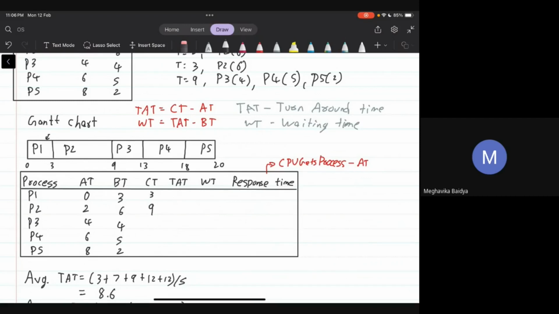For P3, it's 13. And P4, it's 18. And P5, it's 20. This is the completion time. Now TAT is CT minus AT. So you have 3 here. You have 9 minus 2, 7. You have 13 minus 4, which is 9. 18 minus 6 is 12. And 20 minus 8 is again 12.